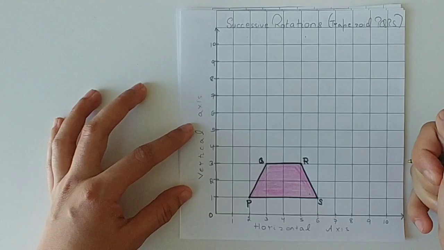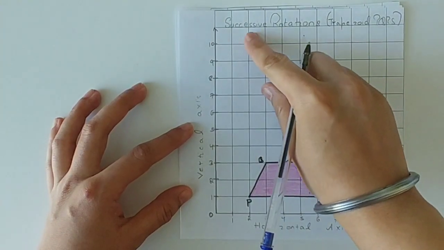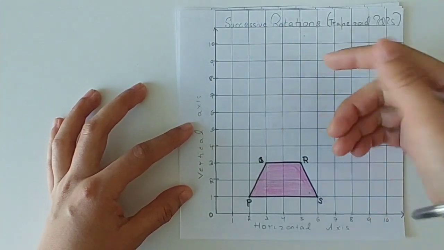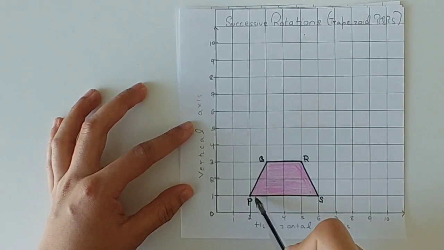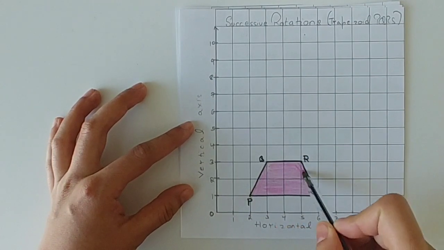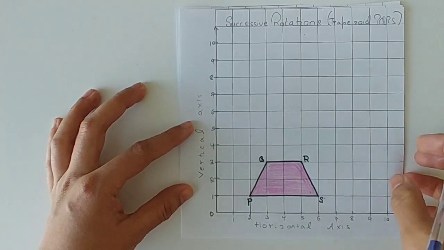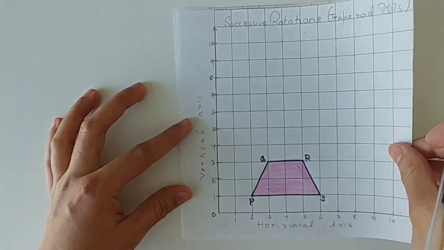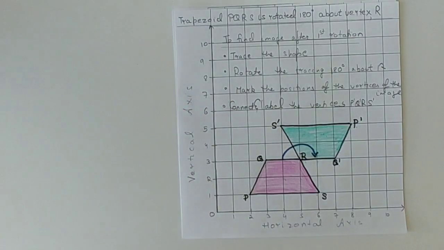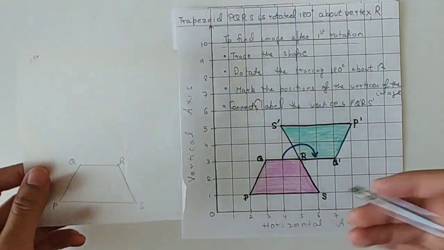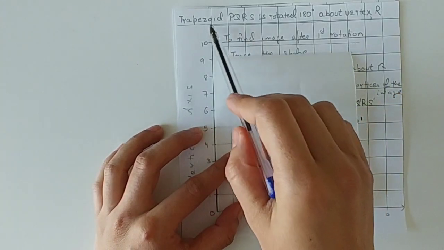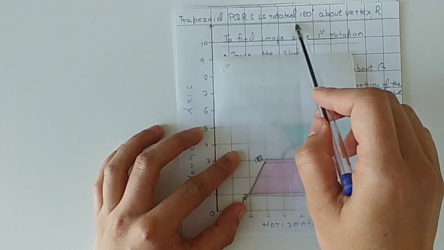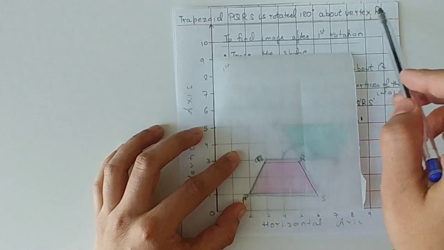The second type of successive transformation is successive rotation, when a shape undergoes more than 2 rotations. So in this scenario, we're going to take the shape PQRS, which is a trapezoid. Now it's going to undergo a rotation. In order to do the rotation, it says trapezoid PQRS is rotated 180 degrees about vertex R.